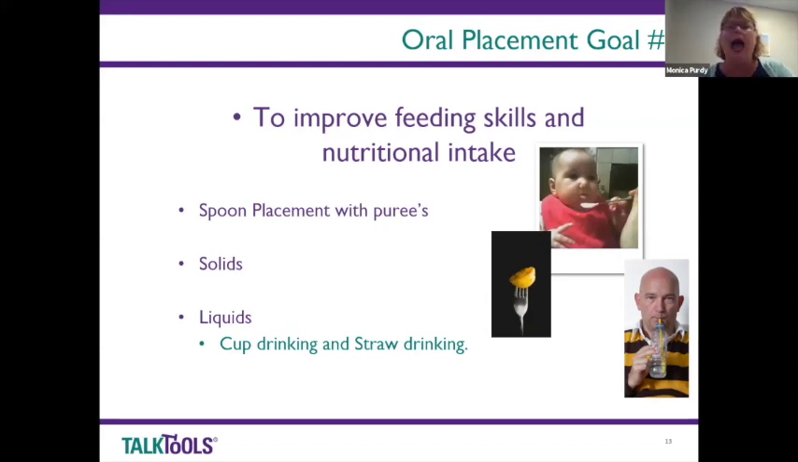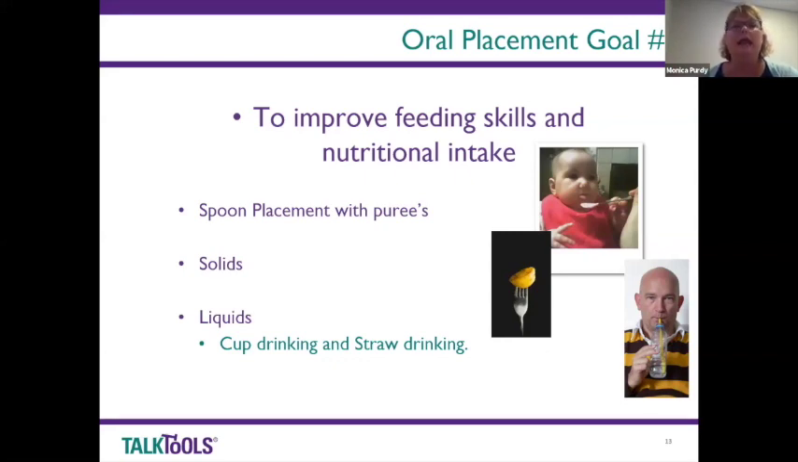So we only have one set of lips. We only have one tongue. How we use them in feeding, we may use them differently than we do in speech, but they're the same muscle. So when we look at this, we really want to see what they're doing in feeding, because that can affect their articulation and intelligibility.